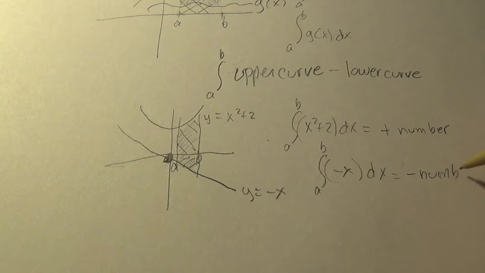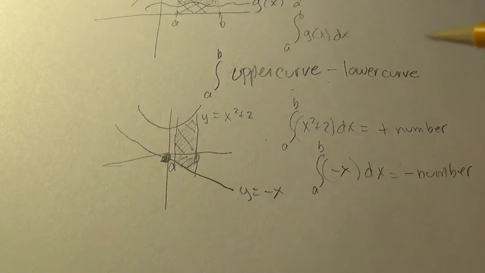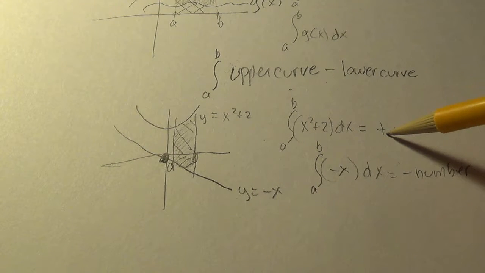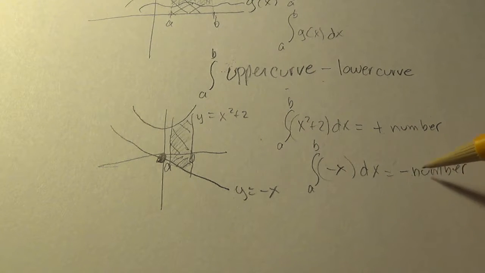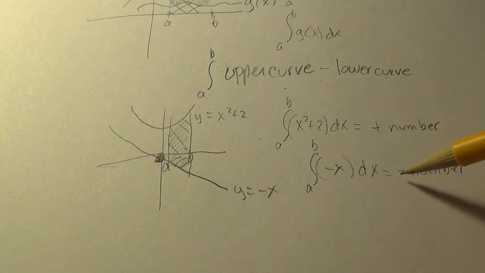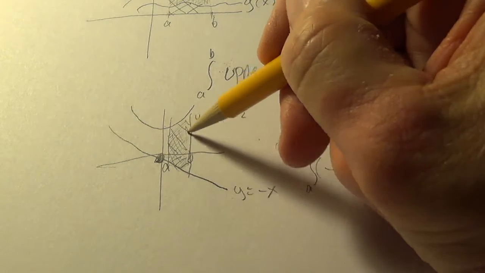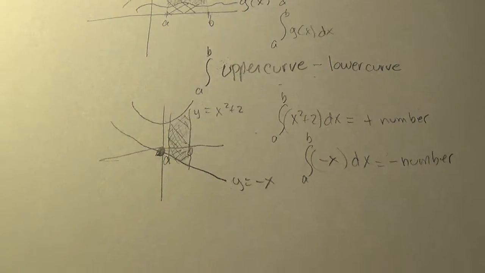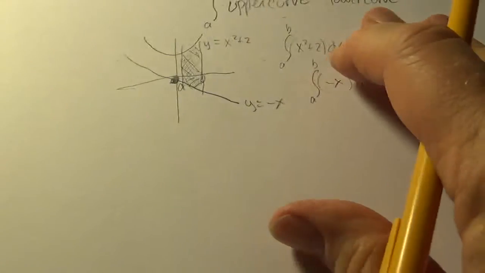So do you see what's going to happen? When I take the upper curve minus the lower curve, I have the upper curve, a positive number, minus the lower curve, which is a negative number. So I end up with a positive plus a positive. So it will give me the entire area. Alright, so it does work when the curve goes below the x-axis.